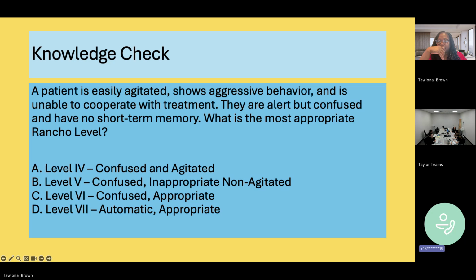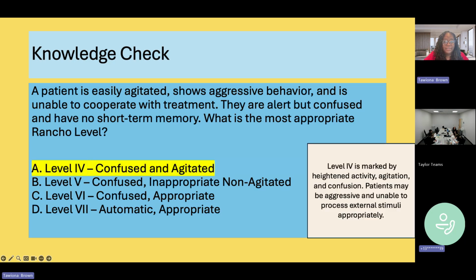Confused and agitated? Yes, confused and agitated is correct. So level four is very exciting to work in. It's not always the most rewarding for us as therapists, but it's nice to see them evolve from level 4 to 5 to 6 to 7 if they continue to progress that way. So with level 4, you're going to notice that they are agitated, they are confused. They will not remember you from one treatment session to the next. And if they do, that is really, really good.